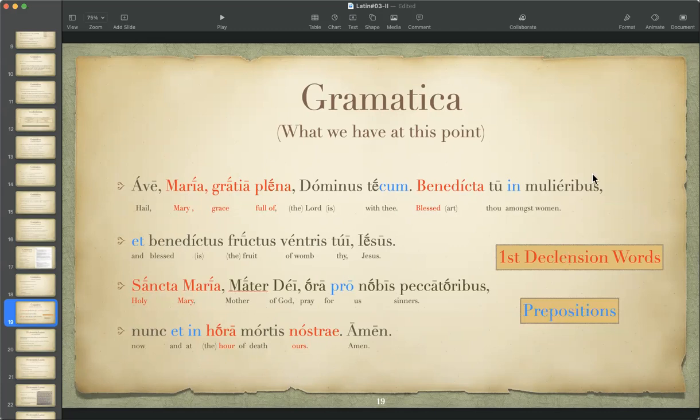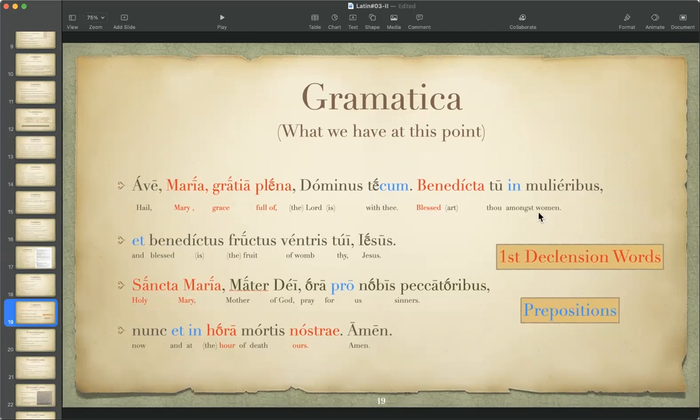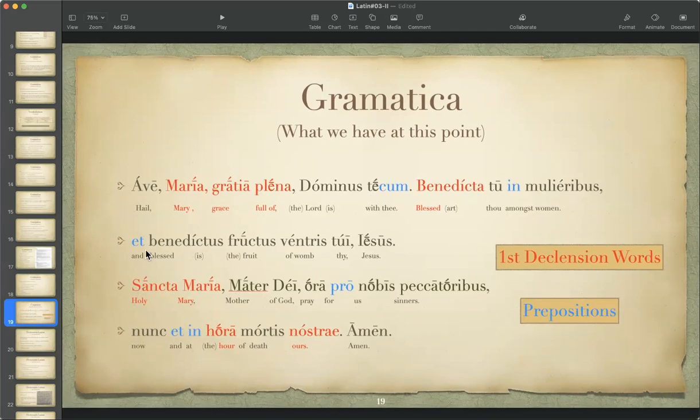And then the prepositions. We had the cum, and later on you're going to see that for some of the pronouns, they say tecum. You may know Dominus vobiscum. Well, the vobis is the plural form. Tecum is the singular form. Then we have the in and the et and the pro. So we've picked up a few more words here.